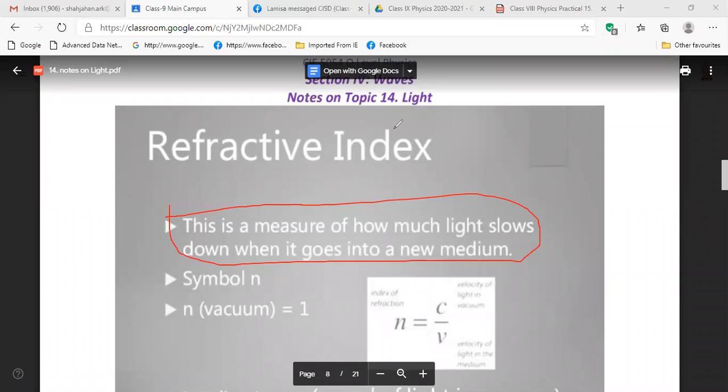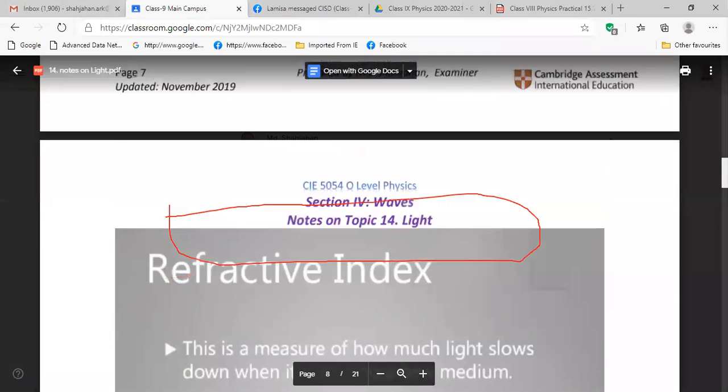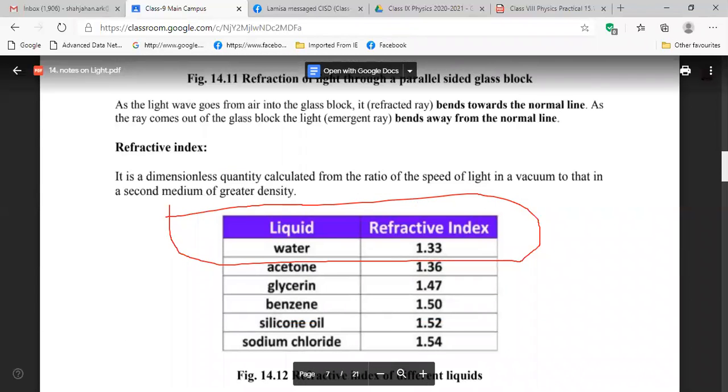Sir, the first definition. I think I have some confusion, sir. So where is your confusion? Sir, like how the ratio, the speed of light in a vacuum, how it is measured? The speed of light in a vacuum is a standard value, 3 into 10 to the power 8 meter per second.